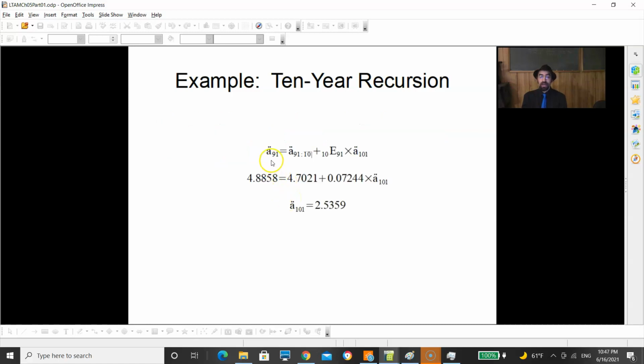So I could say A double dot 91 equals A double dot 91 colon angle 10 plus 10E91 times A double dot 101. We find A double dot 91, we find A double dot 91 colon angle 10, and we find 10E91 right there on the 91 line. Crunch our numbers, and we get A double dot 101 equals 2.5359.